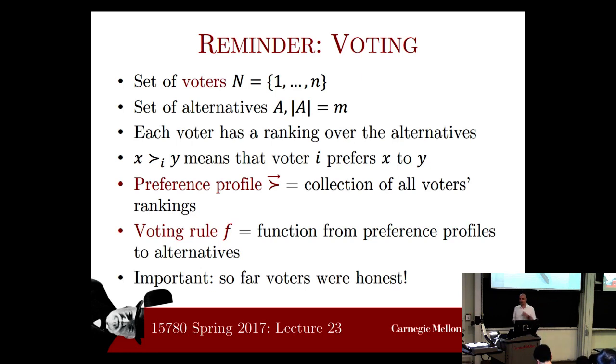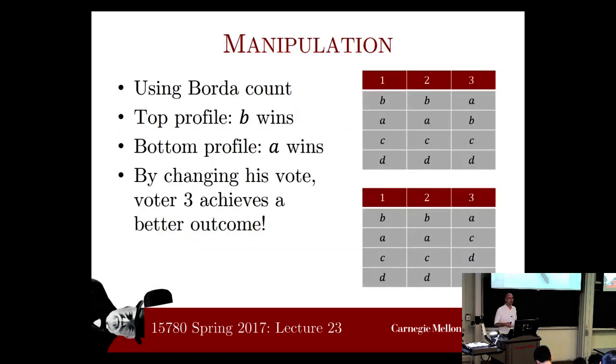So here's an example just to illustrate this problem of manipulation in elections. On a high level, the issue is that voters may report preferences that are not their real preferences and end up getting an outcome that is better according to their real preferences. So let's see an example. We're going to use Borda count. With 4 alternatives, that means each voter gives 3 points to the first place, 2 points to the second, 1 point to the third, and 0 points to the last. And remember that we just choose the alternative that has the most points overall across voters.